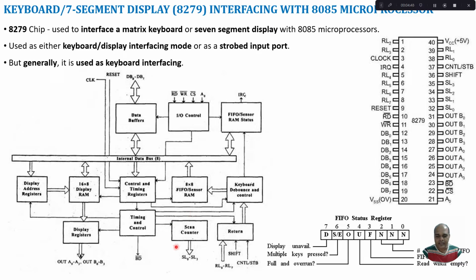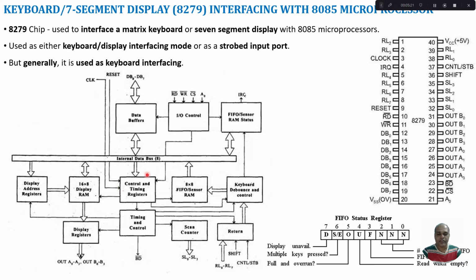And then there is a scan counter and a return buffer. The scan counter will be set by the microprocessor. It will scan the lines one by one and take the corresponding values in the return lines. Depending upon a valid key press, a particular return line will get activated. That can be identified, and depending upon that, the FIFO RAM status will be updated. Then we have the control and timing registers.